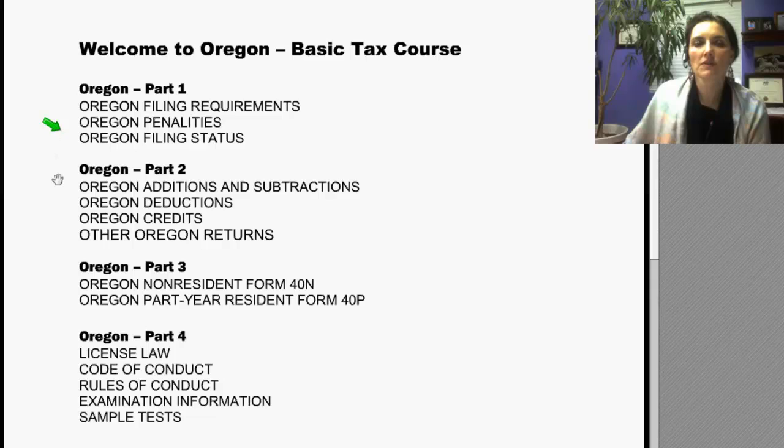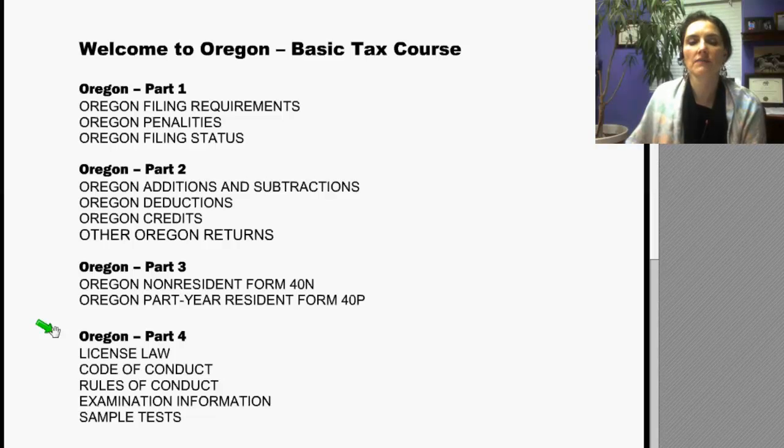In part 2 of the course, we will focus on Oregon additions and subtractions, Oregon deductions, Oregon credits, and other Oregon returns. In Part 3, we will look at Oregon Non-Resident Form 40N, Oregon Part Year Resident Form 40P. And then we will finish this portion of the course up with Oregon License Law, Code of Conduct, Rules of Conduct, Examination Information, and Sample Tests.